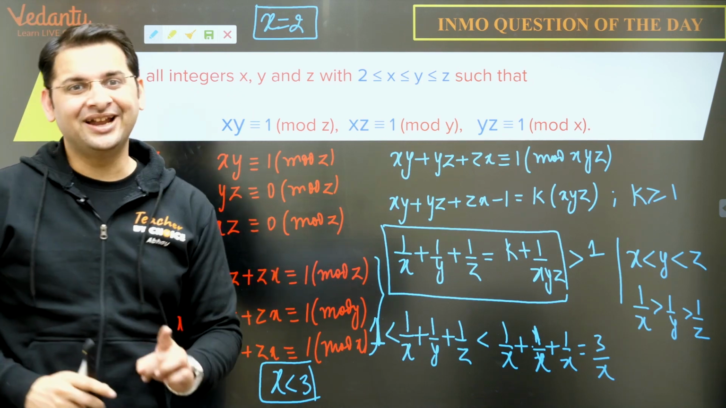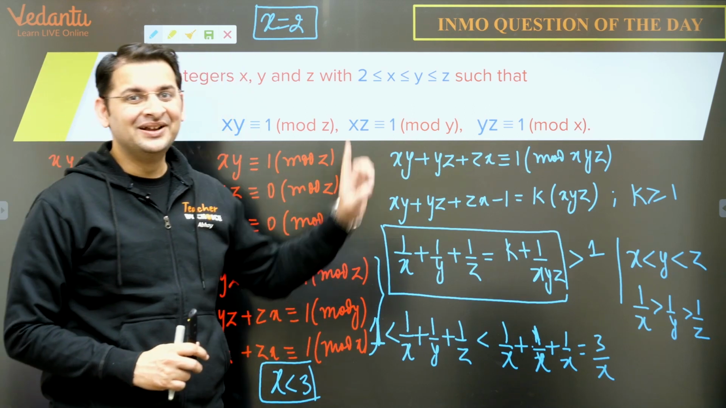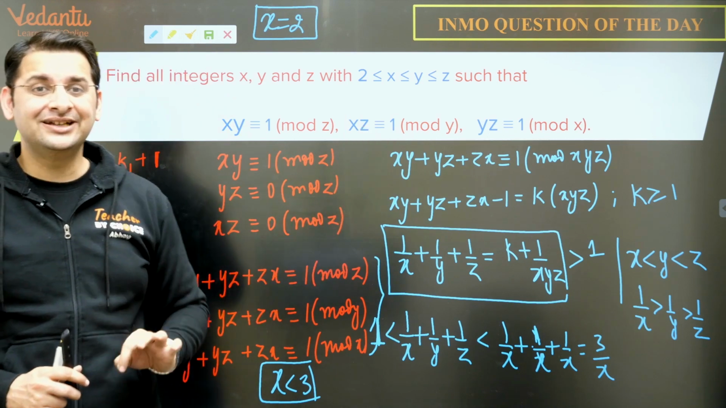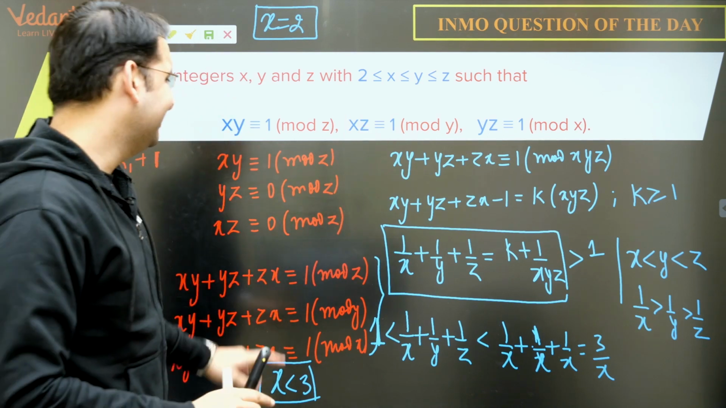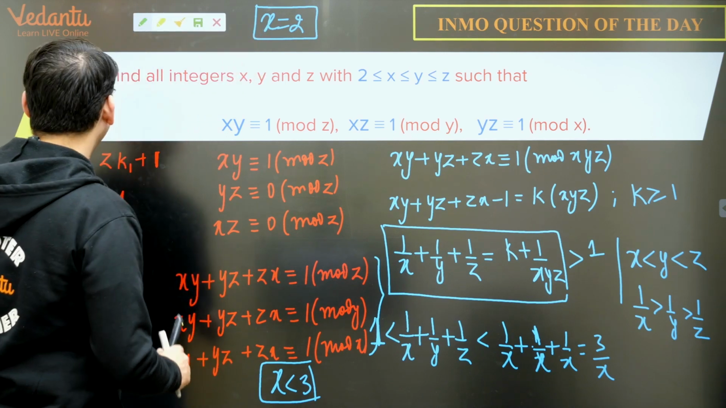You can pause this video again. I'm giving you one more chance to find the full answer. You can pause this video and try to find the values of y and z in a similar fashion. Right. Now, x is definitely equal to 2.